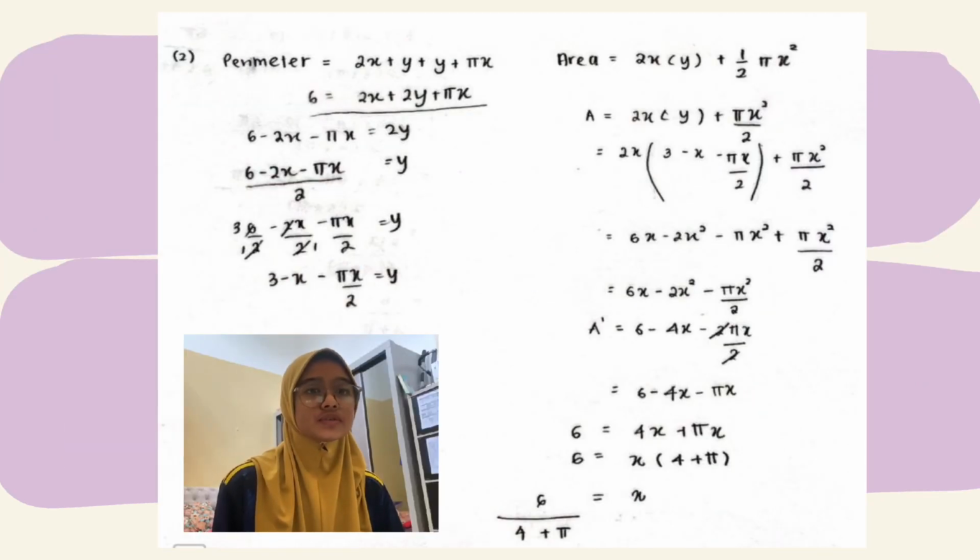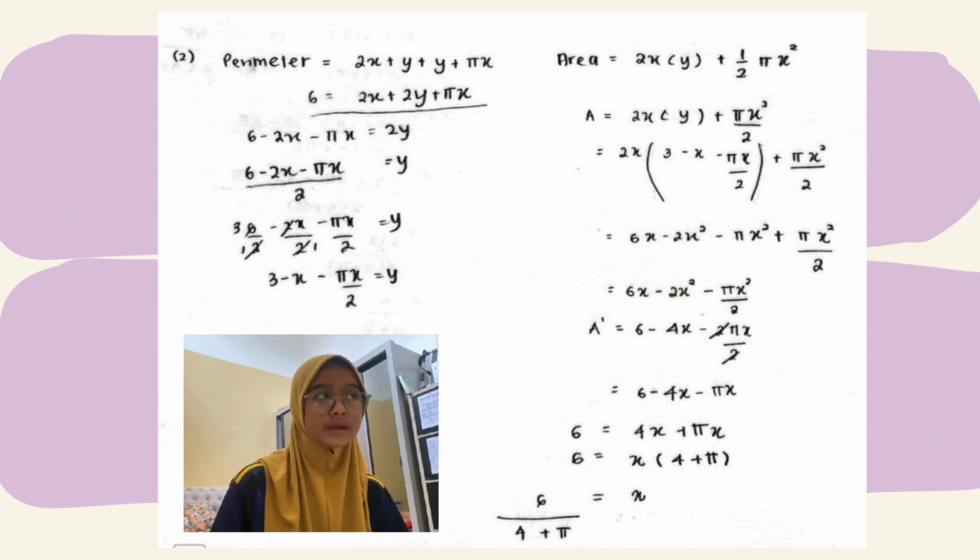First step, we need to make an equation of the perimeter. In the question, the total perimeter is 6. So the equation is 6 equals 2x plus y plus y plus pi x, and so 6 equals 2x plus 2y plus pi x. From the equation, we need to make y the subject. The final equation we get is y equals 3 minus x minus pi x over 2. So that is the first step.